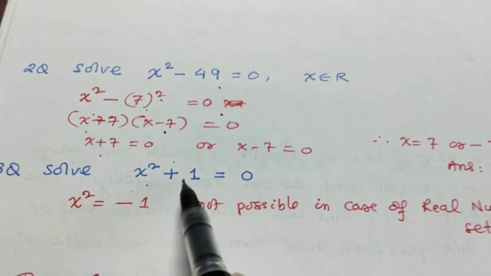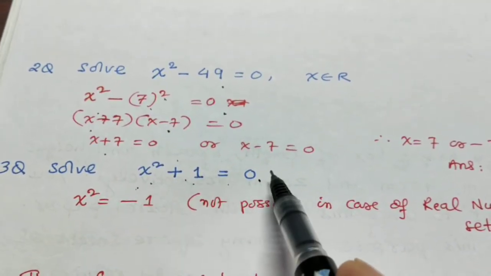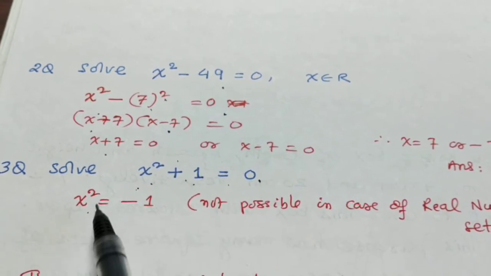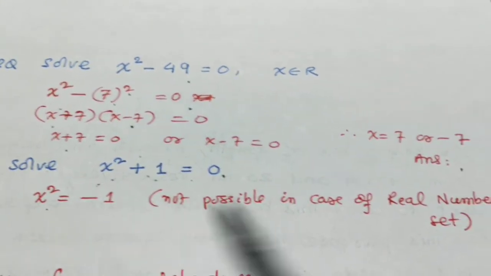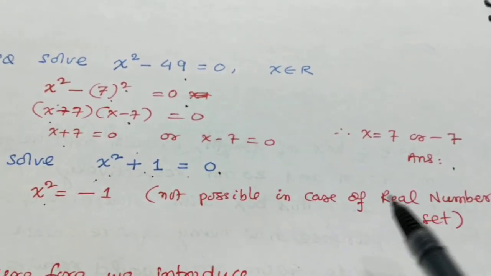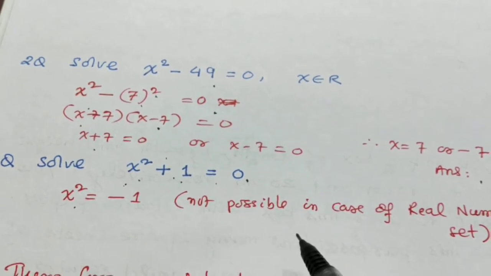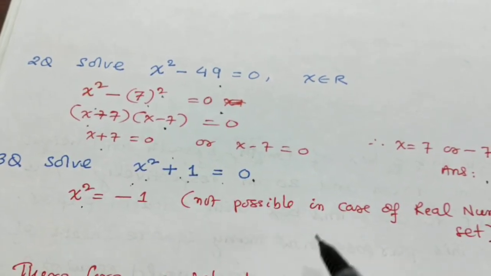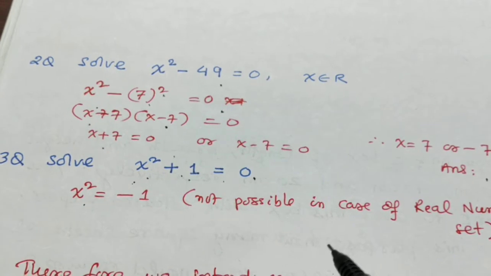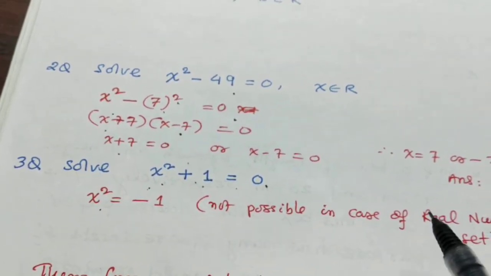What happens when the equation is of this kind: x square plus 1 equal to 0? So x square will be minus 1. The square of a number is negative, which is not possible in the case of the real number set. If you recall in class 10th, while solving quadratic equations, whenever the discriminant was negative, what did we usually write, students? No real roots, no real roots.